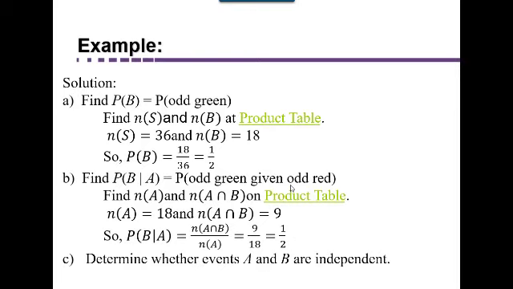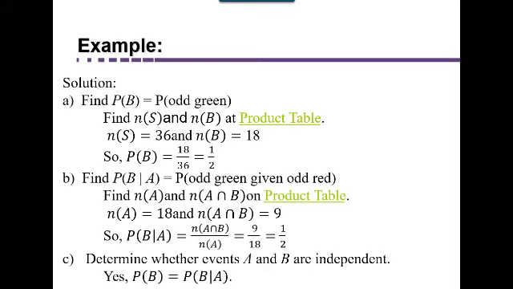Independent means that the knowledge that A occurred did not change the probability, and you'll see that is true. In each case, we got a probability of 1/2. Whether or not we knew that the red die was odd did not have any effect on the probability that the green die was odd. So that means that yes, we have independent events.